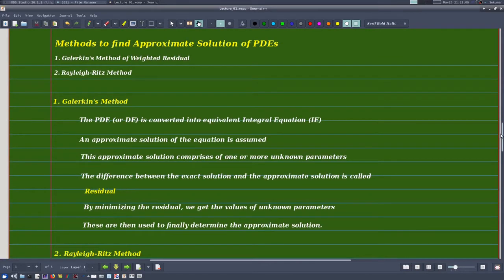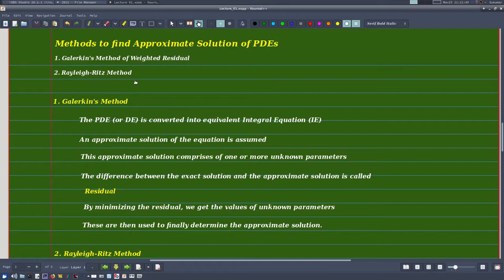Now, before we directly go to the finite element method to solve those partial differential equations, we need to learn a little bit about various approximate methods, not numerical, but approximate methods, to find the solution of partial differential equations. The two most commonly used such approximate methods are, number one, Galerkin's method of weighted residual, which is a very common method, and the other method is the Rayleigh-Ritz method.